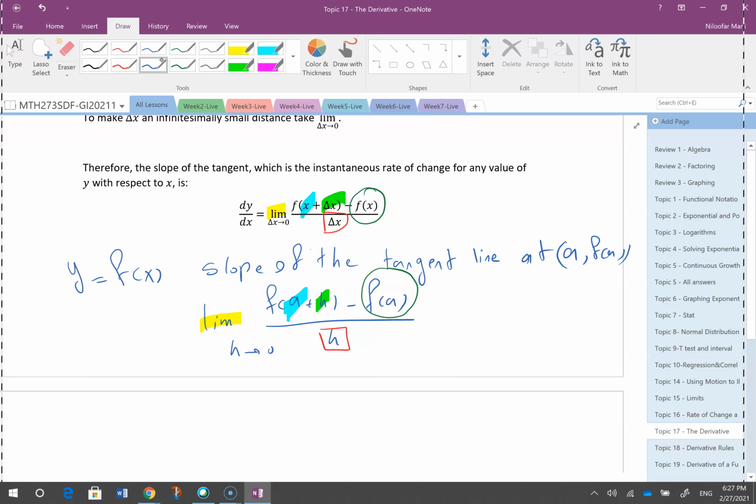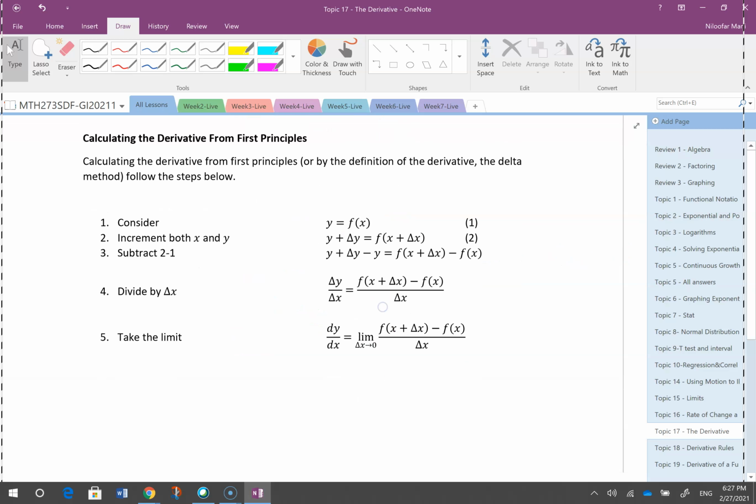So what do you have to do here? You have a function, and you use f of x plus h. Many books, even Wiley Plus, call this the delta method. When they say delta method, it means you have to find the derivative using this limit. In future you are going to use formulas and find derivatives more easily. But if I tell you to find the derivative using first principles or using the delta method, it means this.